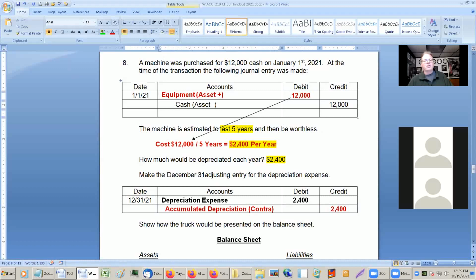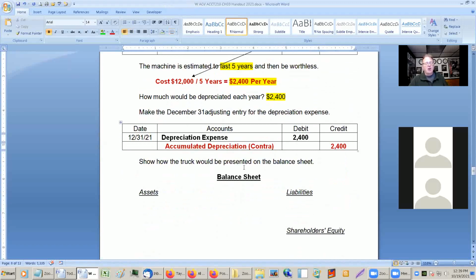So this equipment is 12,000, but then you're going to subtract out 2,400 the first year. Next year, you'll subtract out 4,800. Following year, 7,200, and so on and so forth until you subtract out the entire 12,000. You go to zero, but let's put it in down here. Somewhere in the assets, we'll have cash and everything else in there. But we're going to have equipment.